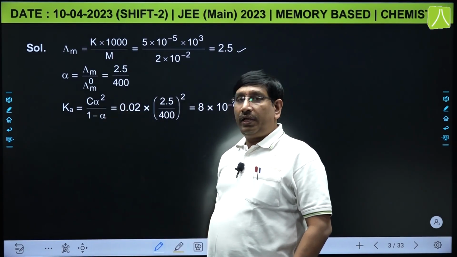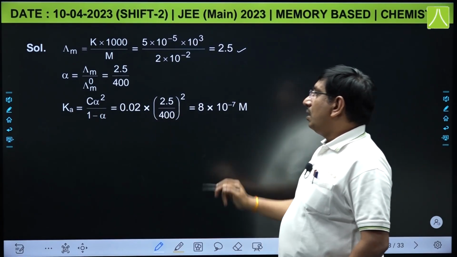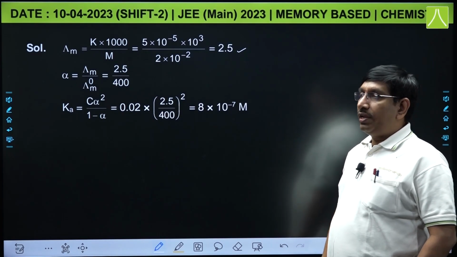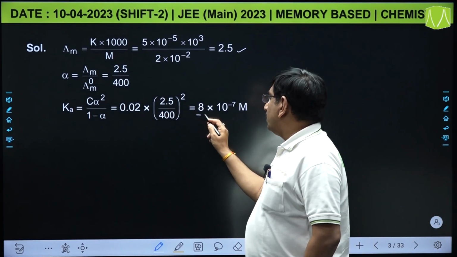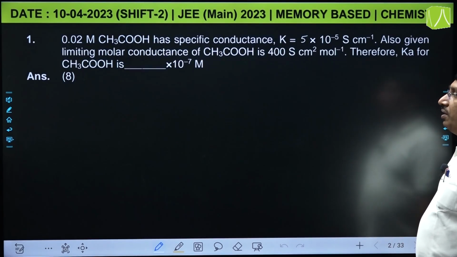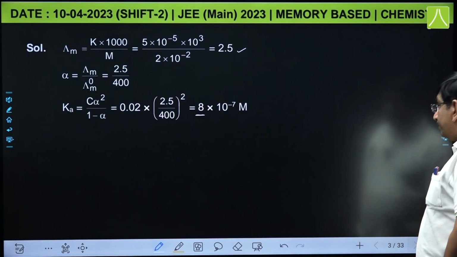Now, we know Ka equal to C alpha square upon 1 minus alpha. From this, on substituting alpha value, we are getting 8 into 10 power minus 7, and we have to report this as 8 because it is given in the quotient dash into 10 power minus 7. So, answer is 8.